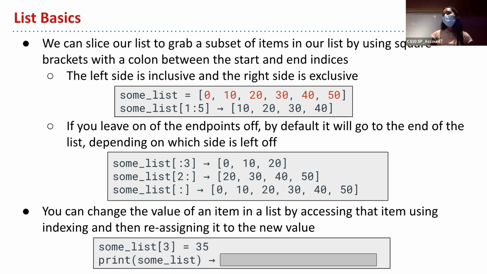Anyone know? Yes. Is it 0, 10, 20, 35, 40? Yes, exactly. Thank you. So it's just going to replace item 30 with 35. Notice that 30 didn't just get shifted over or anything. It got completely removed when we replaced it with 35. Does that make sense? Okay, so this is kind of like the replace block in Snap. Any questions about these? Okay, cool. Let's keep going.